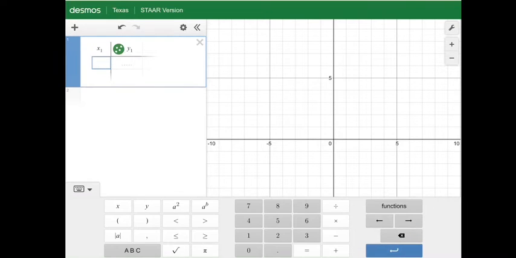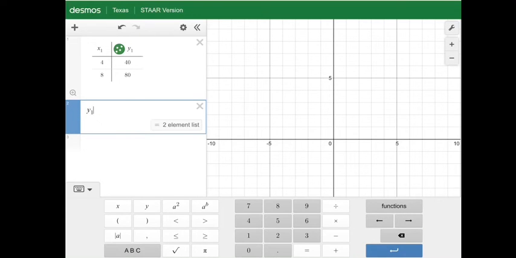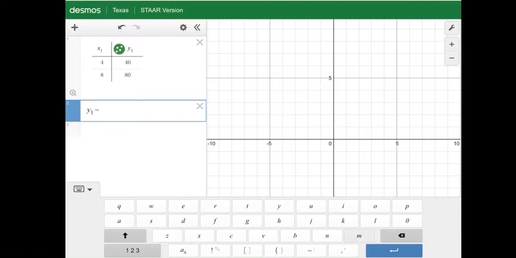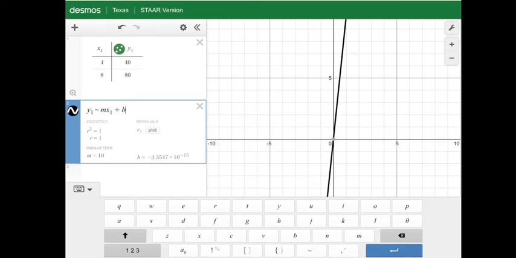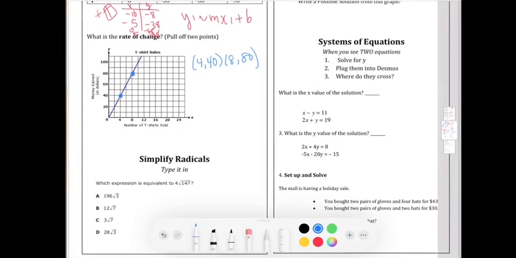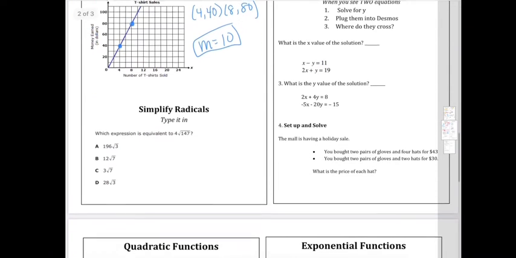Plus sign, table. 4 goes with 40. 8 goes with 80. The equation of a line is y1, squiggly line, m, x1 plus b. The answer is the m, so m equals 10. Okay, one more for this side.